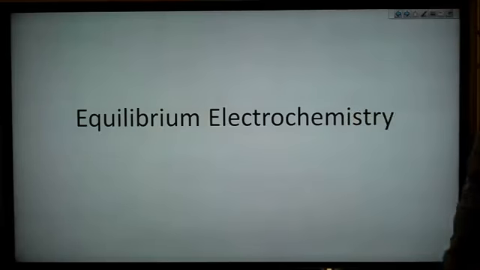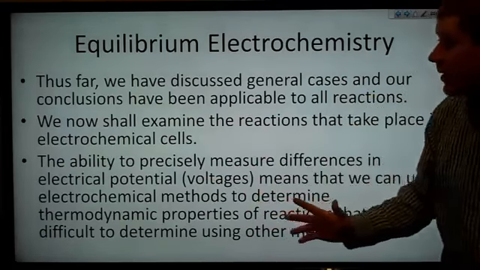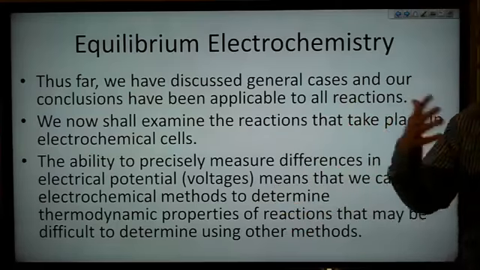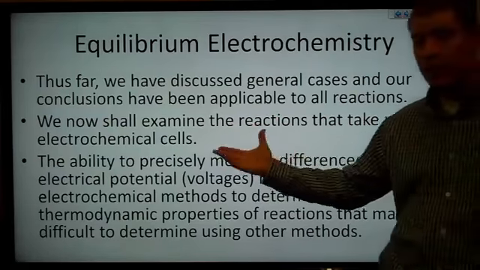Welcome to Equilibrium Electrochemistry. Alright, so far we've discussed general cases and our conclusions have been applicable to all reactions. But now we want to examine the reactions that take place in electrochemical cells.